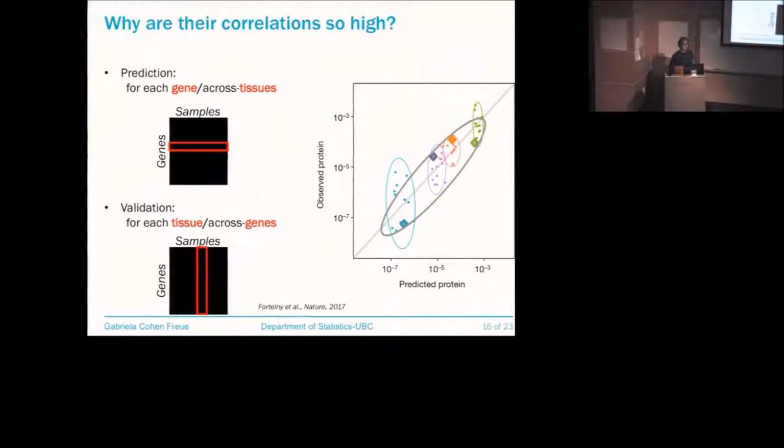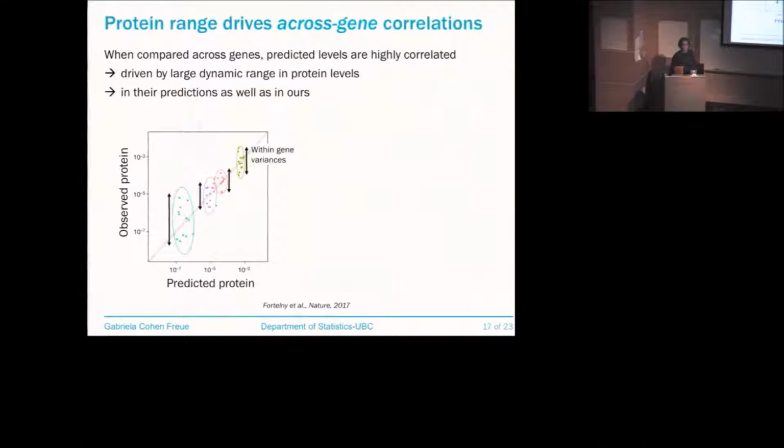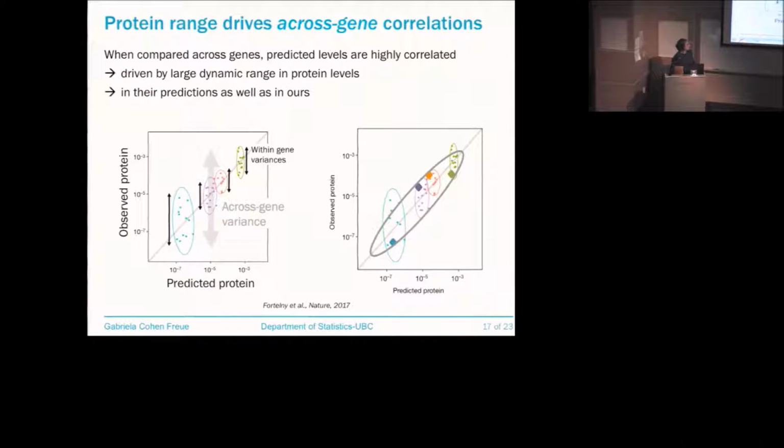Imagine I'm doing this with just 4 genes, but imagine having many genes and doing that. Because of the high dynamic range that you have in protein values, these predictions start getting larger and larger. Because the within-gene variation is much smaller than the across-gene variation, you get very high correlations when you look at this problem across genes instead of within genes. Is there any question there?